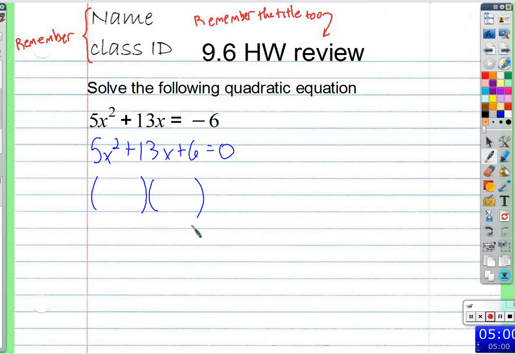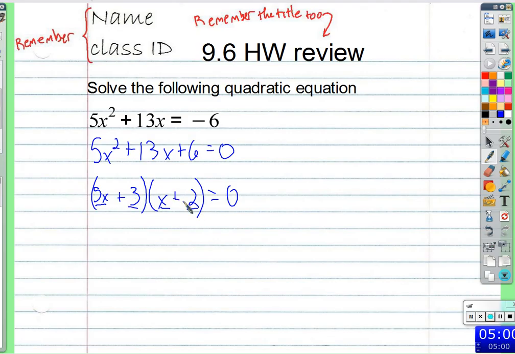Like these two terms right here need to multiply to make what? Yeah, these two need to multiply. Yeah, you're right, this right here and this right here. 5x squared, so you can only do 5x like that. These two parts need to multiply to make 6. Okay, let's try 3, 2.